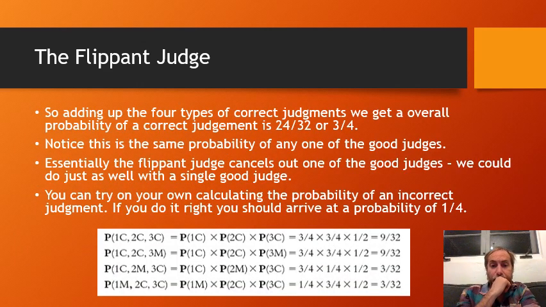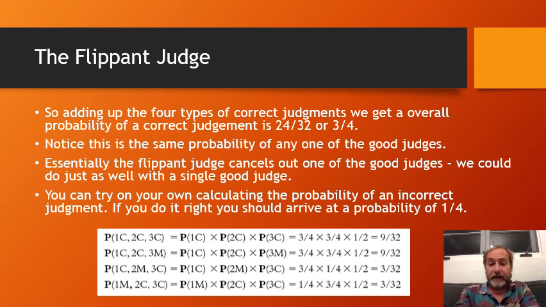Okay, so we can just calculate that up. You see on the bottom there. So the probability that all three are correct is the probability that the first one is correct times the probability that the second one is correct times the probability that the third one is correct. And that'll be 3/4 times 3/4 times 1/2, or 9/32, right?